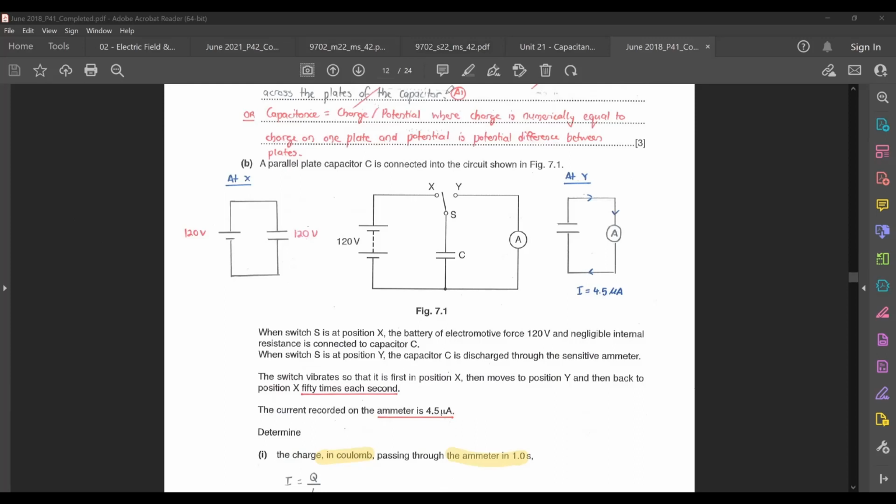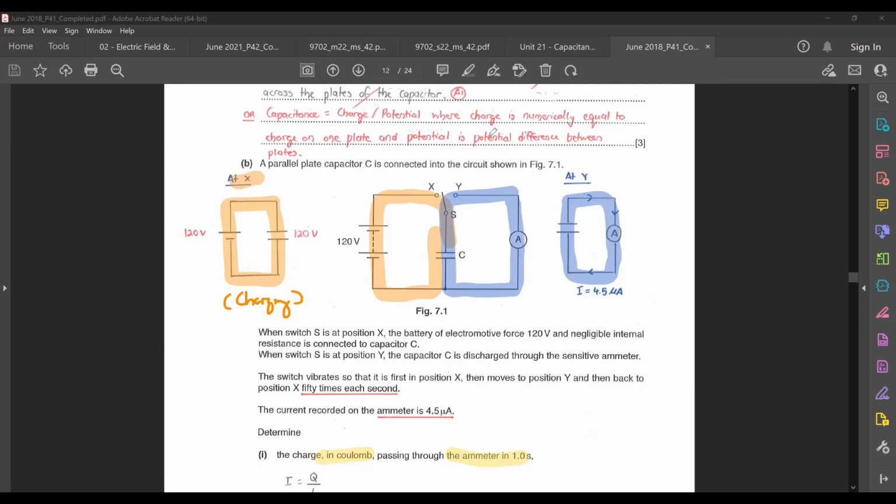Okay, so in your case here, when your switch is at position X, we know it looks like this right now. This is actually akin to this. Your capacitor is charging up because it's connected to a voltage supply. And then when your switch is at position Y, it is talking about this circuit here. This is where you do not have any voltage supply connected, instead it's connected to an emitter. This is where your capacitor is discharging. So they told you that when your switch is switching about 50 times a second, your current recorded is 4.5 microamps here. What is the charge in coulomb passing through the emitter in 1 second?